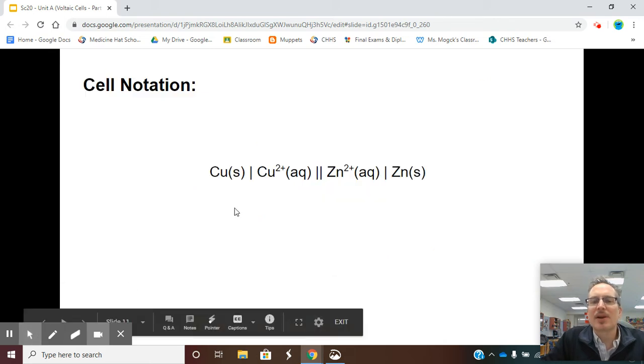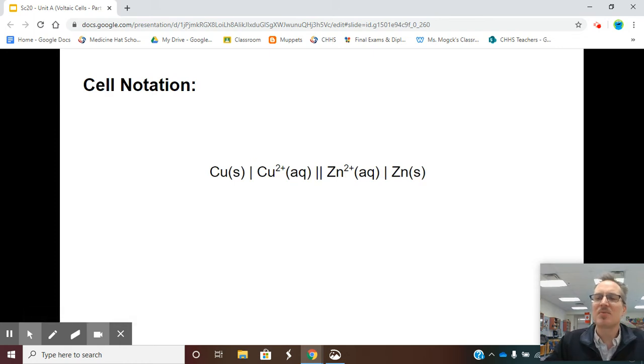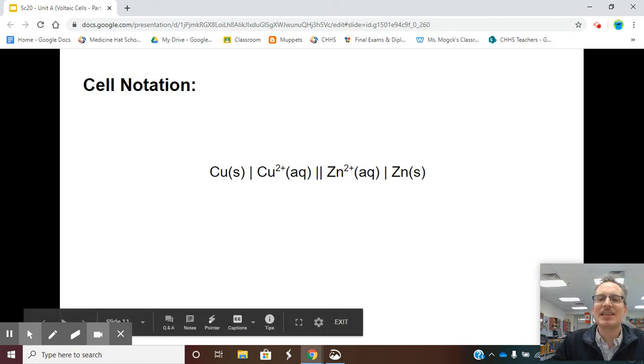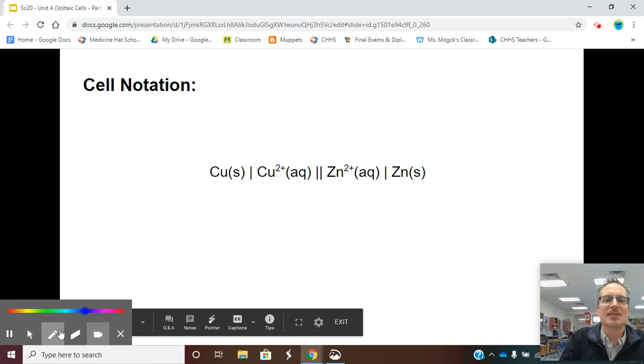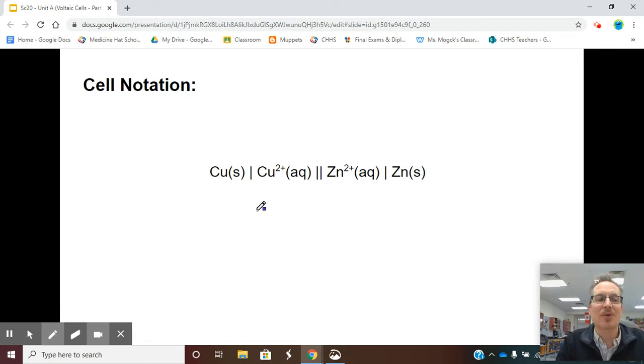Now, what I want to do is look at this same example, copper and zinc, and rather than write you a big paragraph that says, let's take a piece of copper, put it into a copper solution, let's take a piece of zinc, put it into a zinc solution, now let's add wires and a voltmeter and a salt bridge, we can give it to you this way. This is called cell notation, and this is the easiest way to tell you what the question is asking us to build. Now, there are some tricks to cell notation on how to read it.